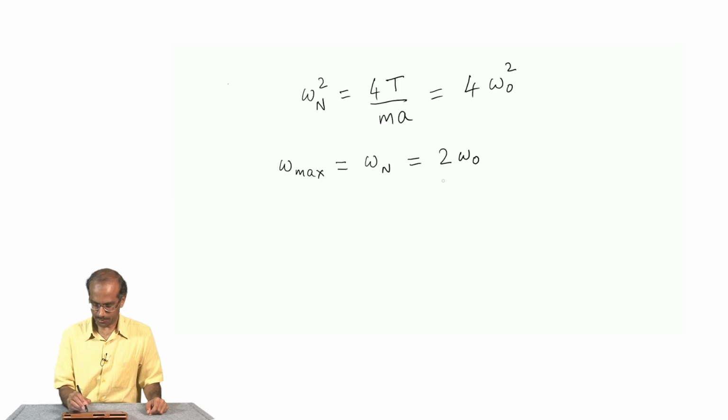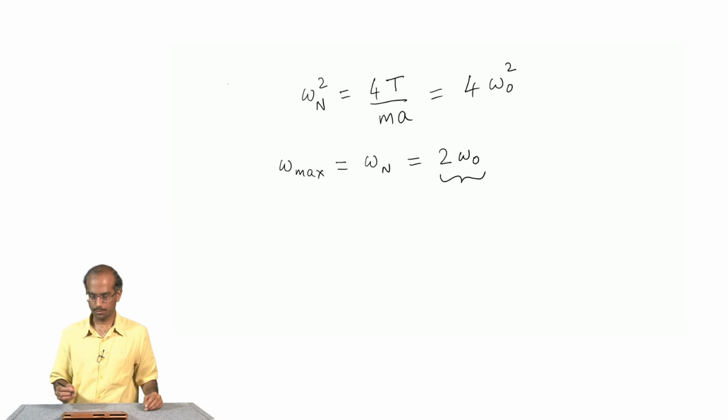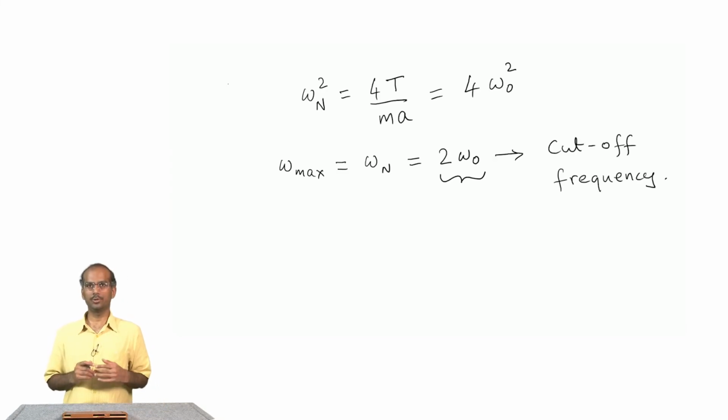So, this quantity 2 omega 0. If you remember, omega 0 is the lowest frequency possible for your system, and the largest frequency possible in your system is simply twice the lowest frequency that is possible, 2 omega 0. So, this is called the cutoff frequency, and this is true in general for this class of systems.